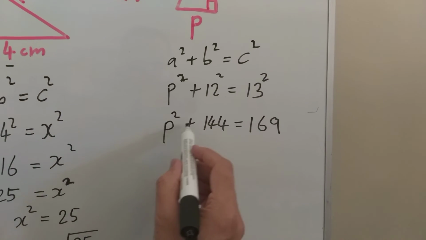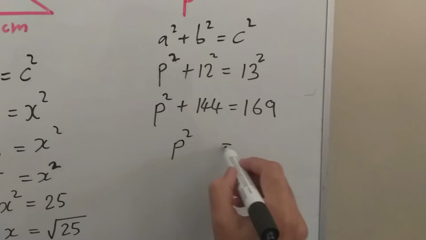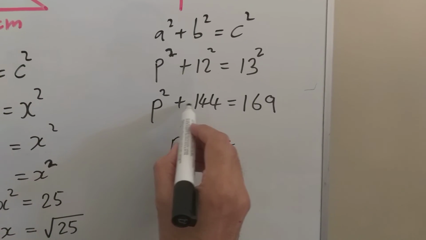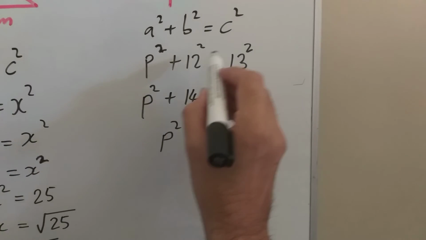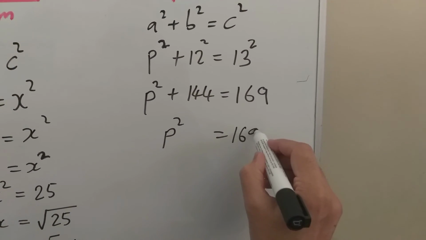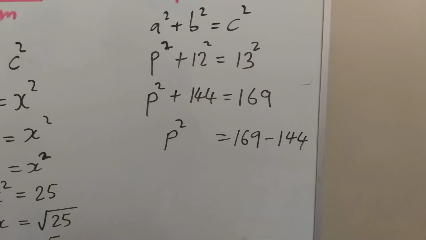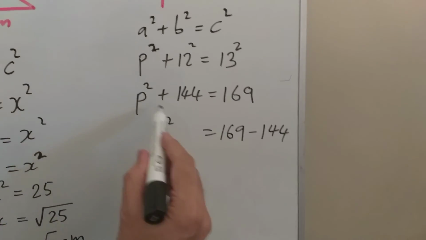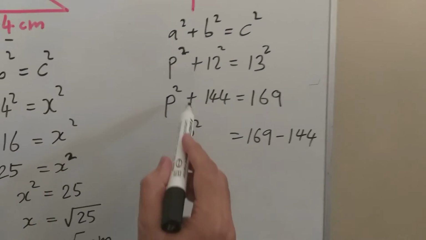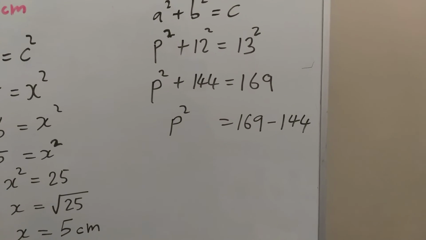Now, P squared plus 144 equals 169. We have to take 144 this side. There's a plus 144 this side, so when you take it to the other side of the equal sign, it will become the opposite operation. So it will become minus 144. So plus 144 going that side becomes minus 144. If it was minus 144, it will become plus 144. Opposite operations to solve equations.